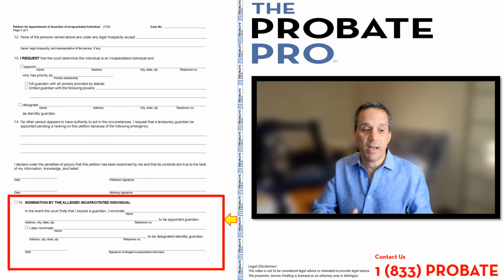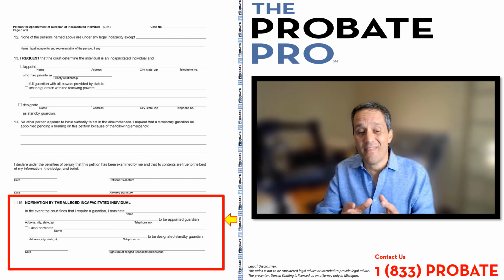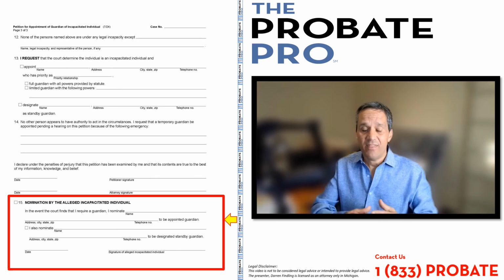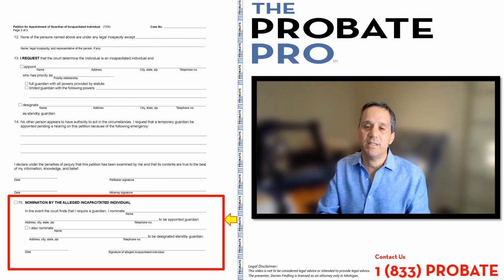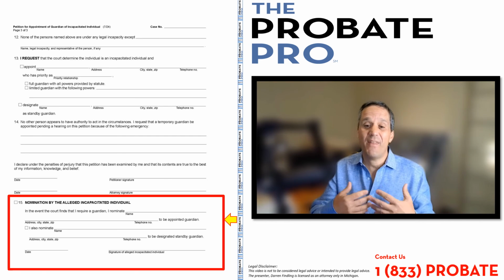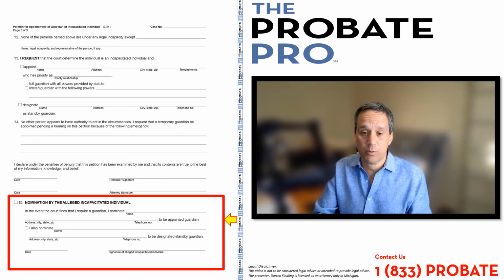But if they are agreeing and consenting to the guardianship petition and the nomination set forth in there, you'd identify the information there, as well as for the standby guardian, and then that person would sign it. This document with that MC-97 form gets filed with the probate court in the county in which that person resides, and then ultimately a hearing is scheduled.